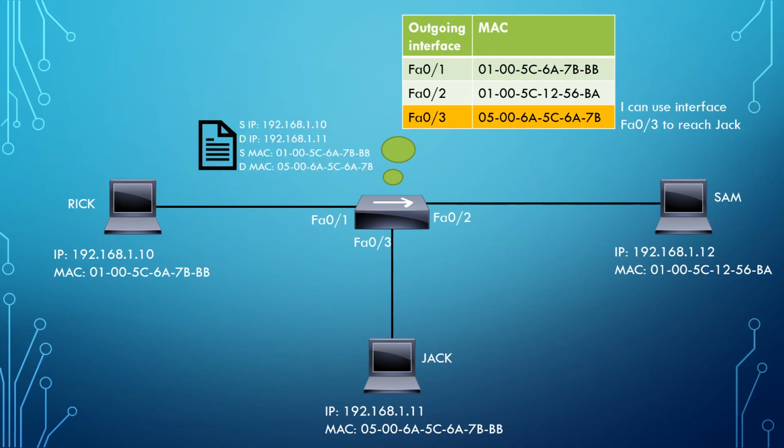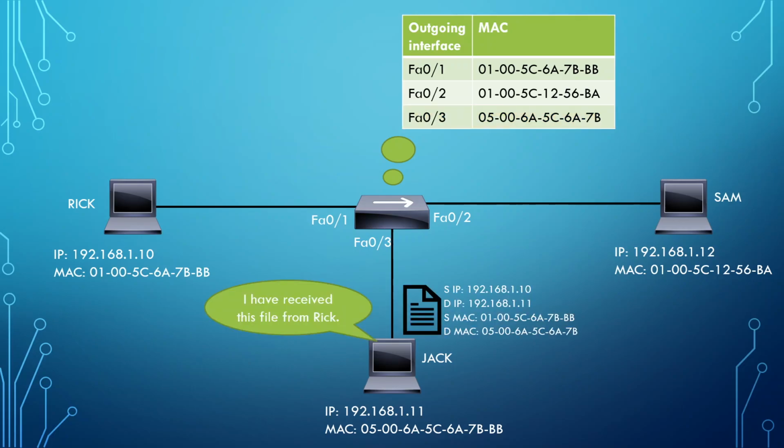In this case, Rick sends this file that he wants to transfer over to Jack, and it's received by the switch. The switch says, I have received this frame. So it only sees it as a frame. It doesn't know what the actual data is. It says, I received this frame from Rick, and it is destined for 0500 6A 5C 6A 7B. Let me look at my MAC address table. I have an entry and I know that I can use FastEthernet 0/3 to reach Jack. So I'm just going to send that frame out FastEthernet 0/3.